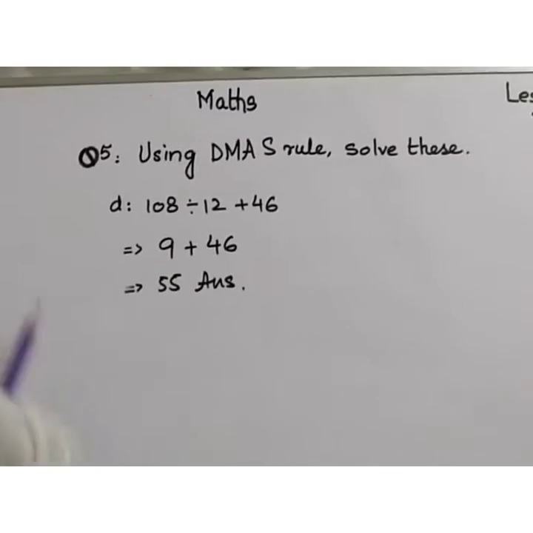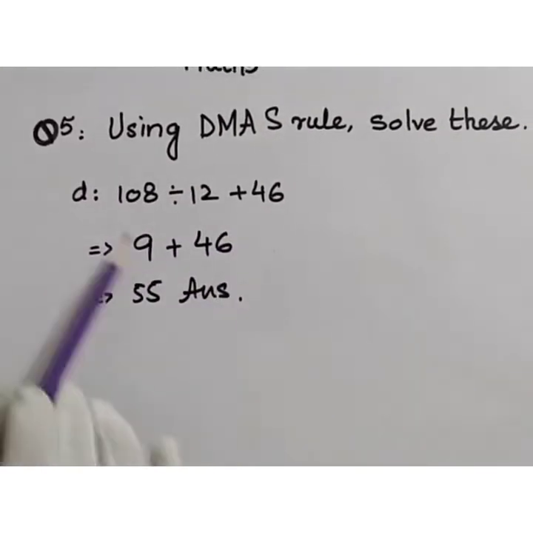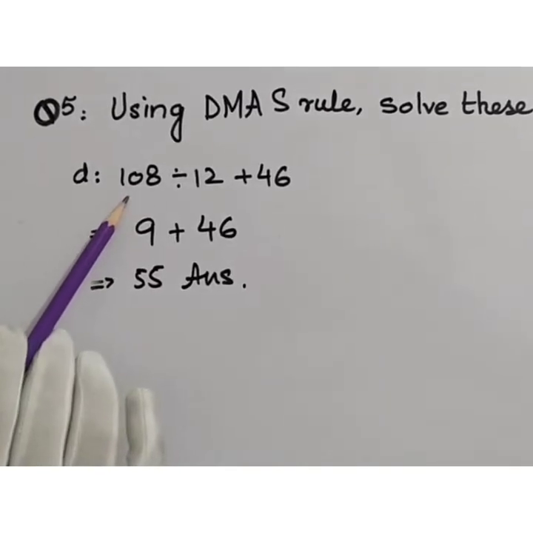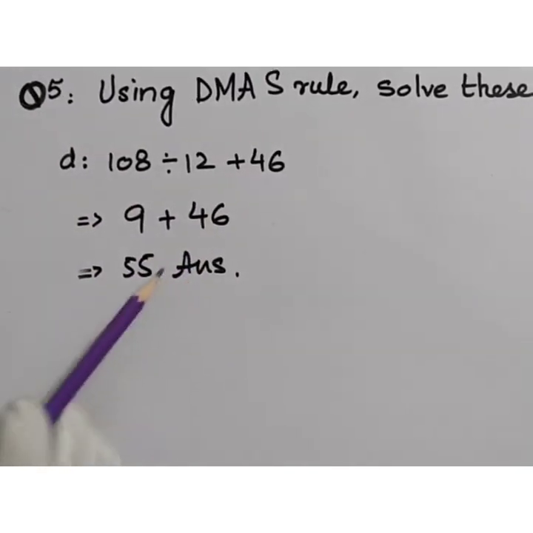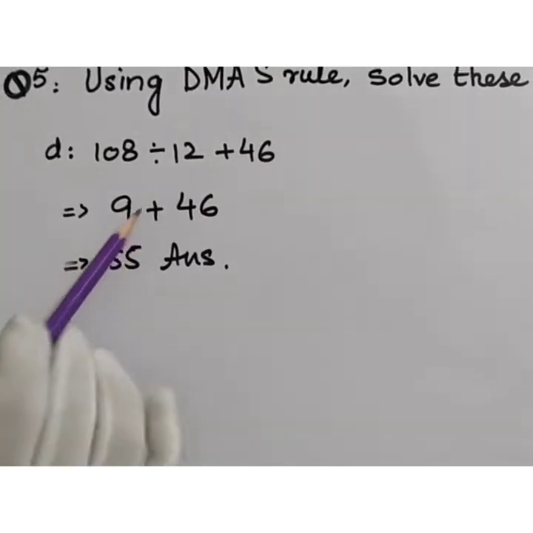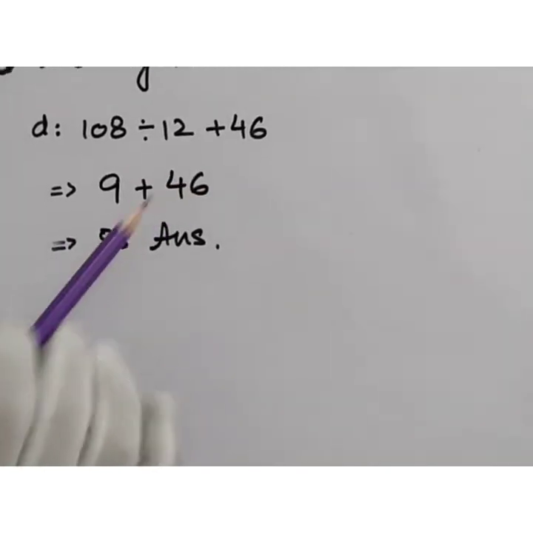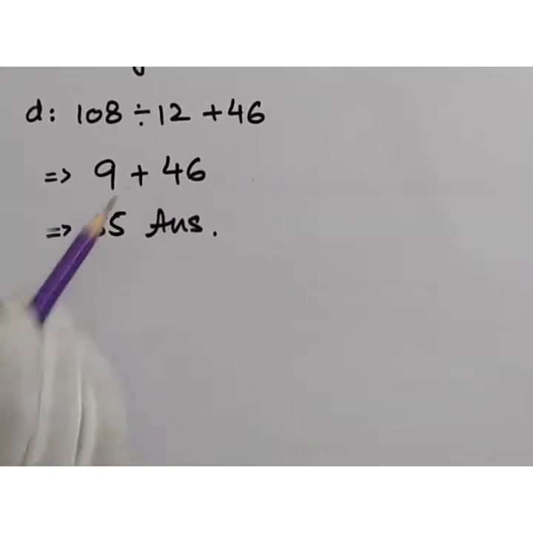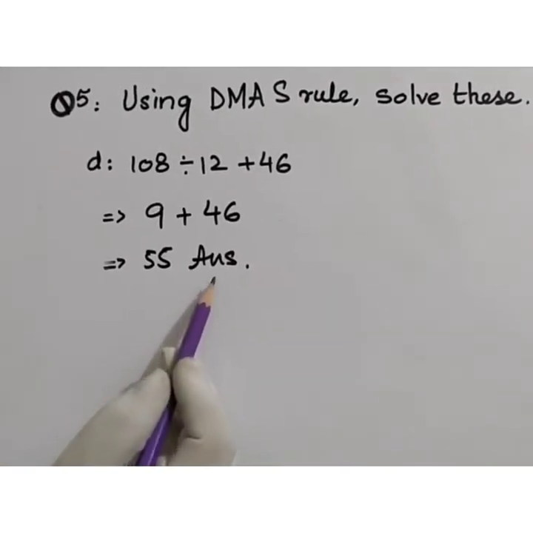Now page number 20, question number 5. Using DMAS rule, solve these. 108, it is part D, divided by 12 plus 46. It means first we divide it. 108 divided by 12, the answer is 9. Then we add 46. 9 plus 46, it is 55. It means your answer is 55.